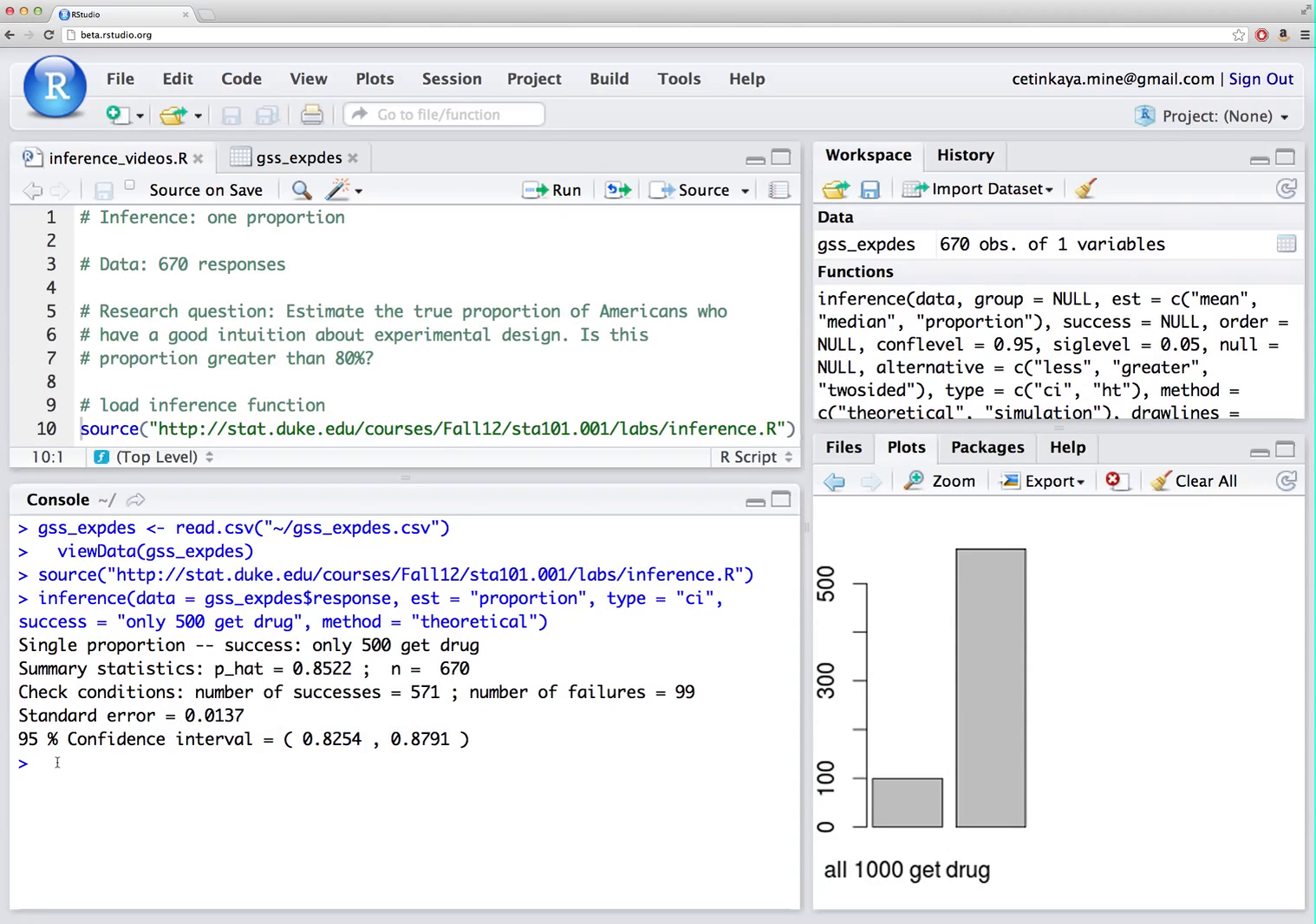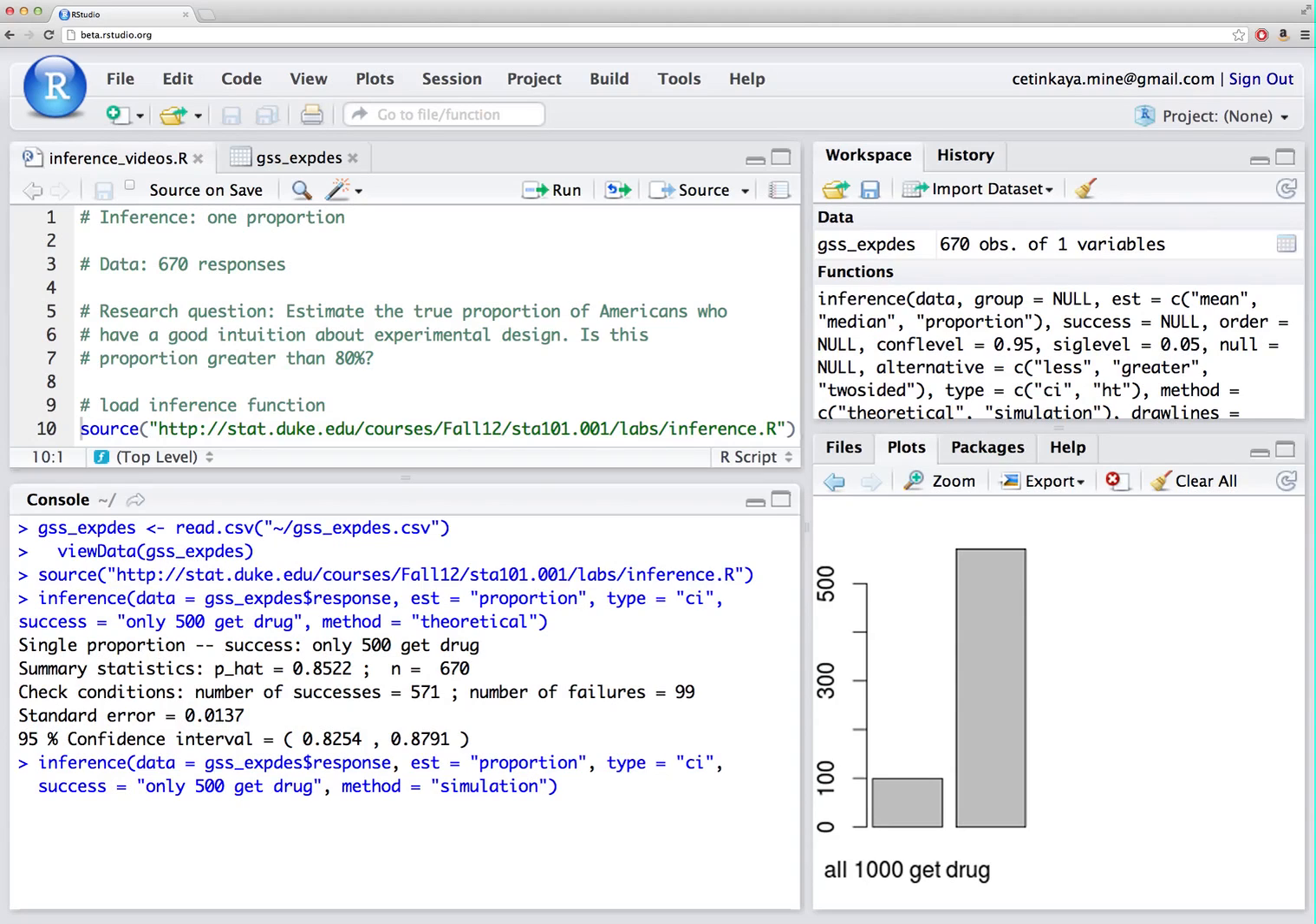I can also construct this confidence interval using a simulation approach. And remember, when we're doing a confidence interval using a simulation approach, we're doing bootstrapping. So think about it as I have a bag filled with 670 chips. 571 of them have the correct answer on them. Those represent the people who gave the correct answer, and the remainder, 99 of them, represent the failures.